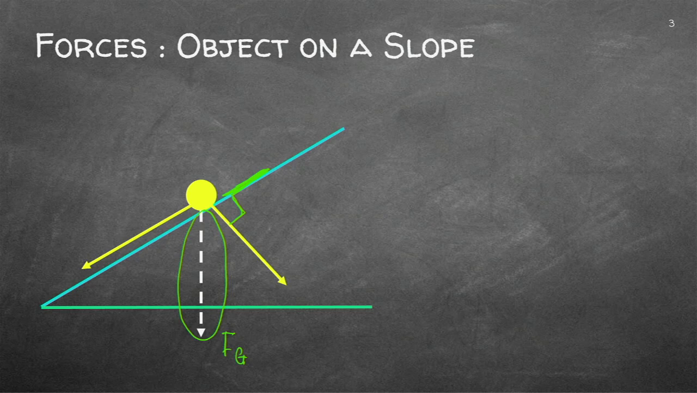And the other force is parallel to the angle. Can you see? This line is parallel to that line. So it's in actual fact that force there that will pull the object down, and it will start moving down the slope. Right, so we've identified those forces.